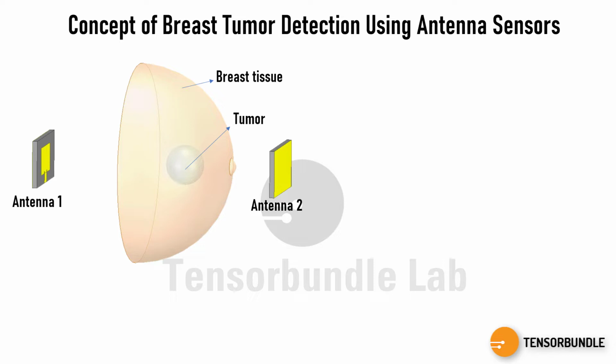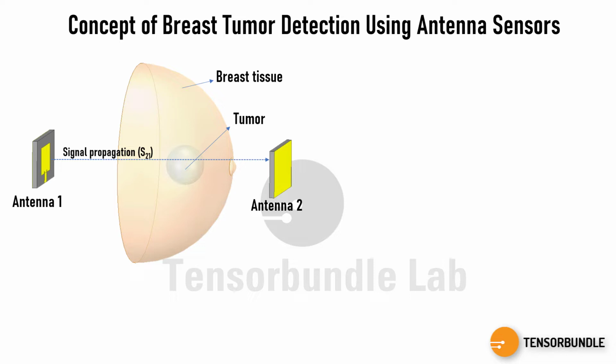Due to the presence of the tumor cell, that homogeneity of the breast tissue will be hampered. And this change or variation of the electrical material property of the breast tissue will be captured in the transmission coefficient or S21 plot. So the bottom line is the signal propagation from antenna 1 to antenna 2 will be impacted due to the presence of the tumor cell inside the breast tissue.